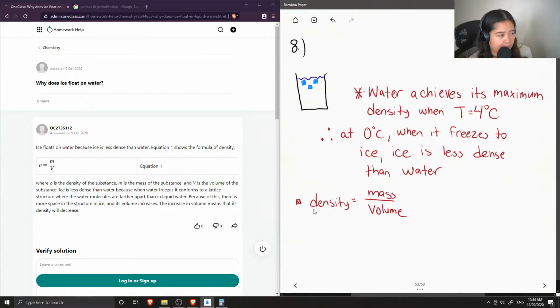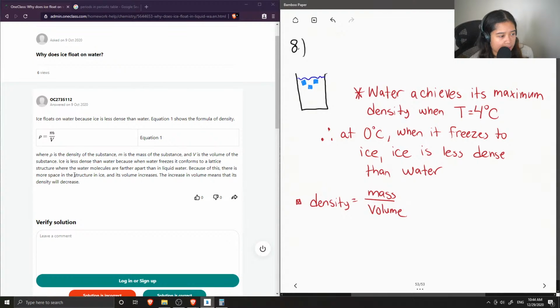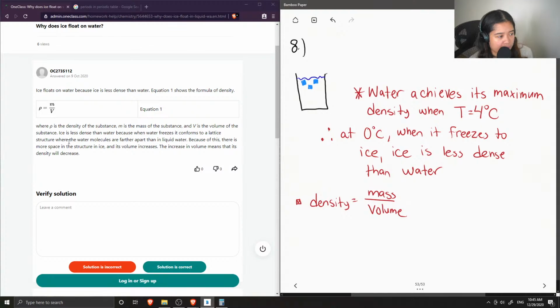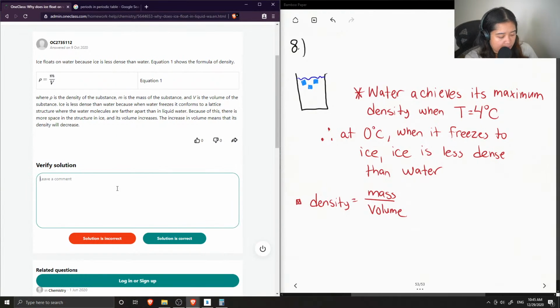And the junior tutor said that ice floats on water because ice is less dense than water. Equation 1 shows the formula for density, where rho is the density of the substance, mass is the mass of the substance, and V is the volume. Ice is less dense than water because when water freezes, it conforms to a lattice structure where the water molecules are farther apart than in liquid water. Because of this, there is more space in the structure of ice, and its volume increases. The increase in volume means that its density will decrease. Yep, so this solution is correct.